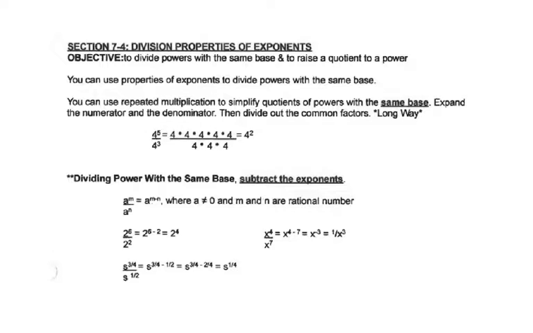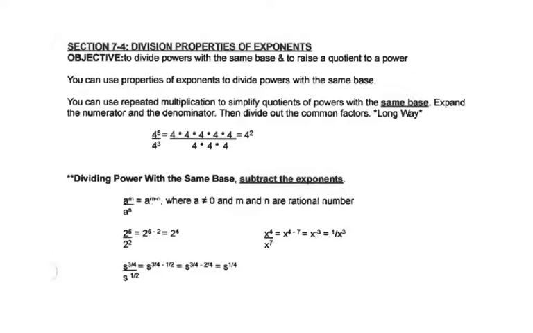All right, algebraic reasoning. Today we are going to talk about division properties of exponents. To divide powers with the same base and to raise a quotient to a power, you use the properties of exponents. You can use repeated multiplication to determine quotients of powers with the same base. Expand the numerator and denominator, then divide out common factors. And this is regarded as the long way.